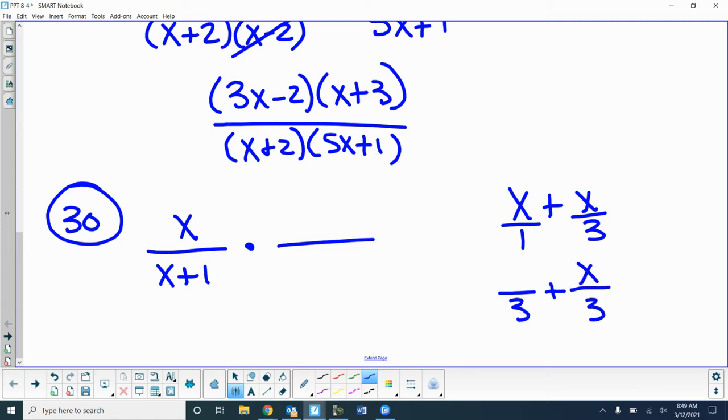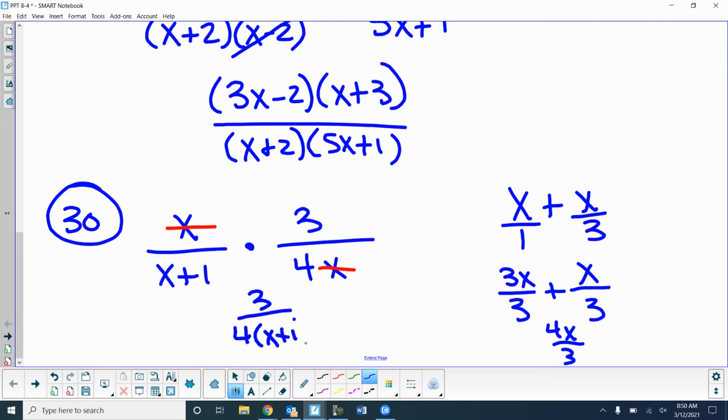So that didn't change. What did I do to the 1 to make it a 3? Multiplied by 3, right? So that becomes a 3x. You with me there? So then 3x plus x would be 4x over 3. Okay? So that's the answer to that problem. So when I put it here, I have to flip it. Okay? So I can cancel that x and that x. So my answer then would be 3 in the top and 4 times x plus 1 in the bottom.